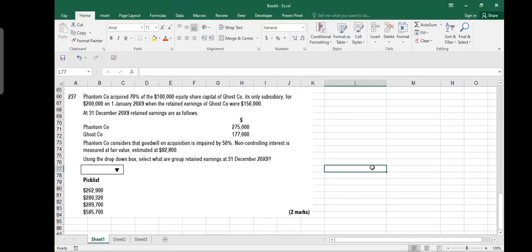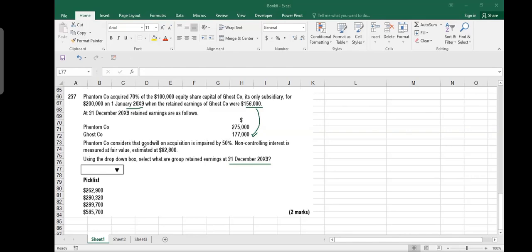Phantom Company acquired 70% of the $100,000 equity share capital of Ghost Company, its only subsidiary, for 200,000 on 1st January 2009, when the retained earnings of Ghost were 156. At 31st December 2009, retained earnings are as follows: Phantom's and Ghost's. Now you know that there is something called acquisition date, post-acquisition period, pre-acquisition period. Your acquisition happened on 1st January 2009. You are preparing financial statements on 31st December 2009. When you acquired, the retained earnings were 156. At the end of the year, the retained earnings are 177. So this difference in the retained earnings is called post-acquisition retained earnings.